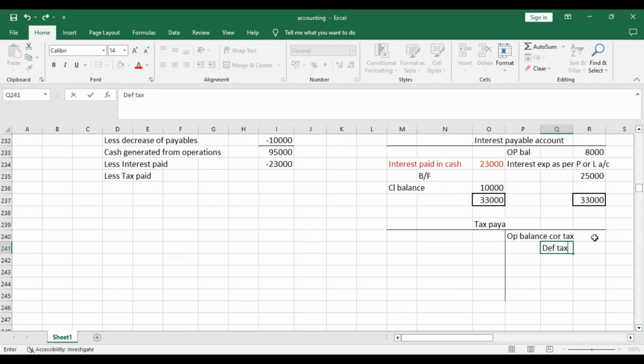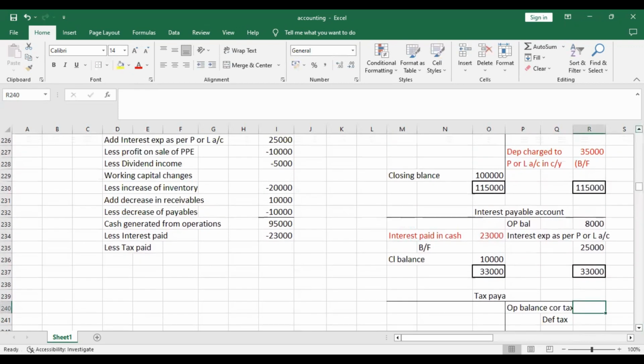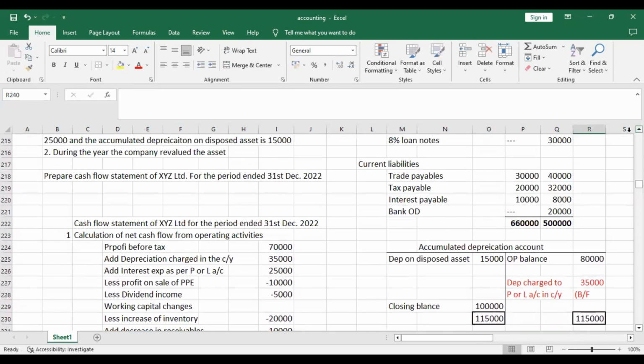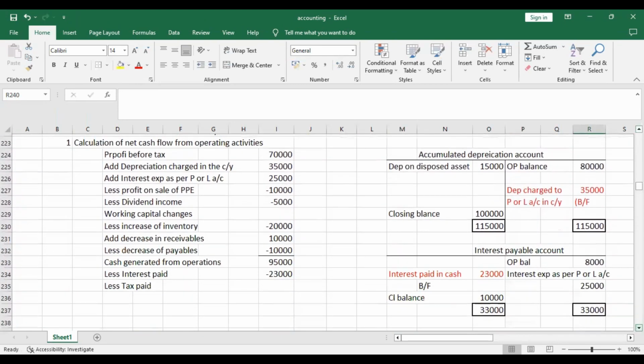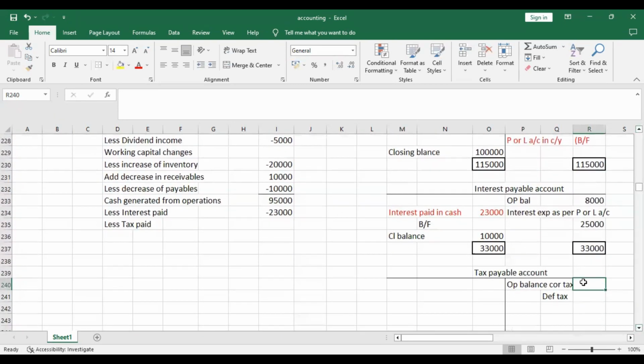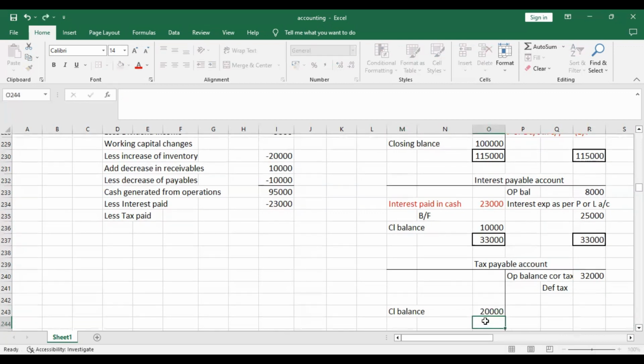So corporate tax, how much is given as opening balance? Please see the current liabilities. As per the balance sheet, how much is tax payable? 32,000 opening balance, 20,000 closing balance. So put 32,000 as opening balance and 20,000 as closing balance. Every time you have to check the figures.